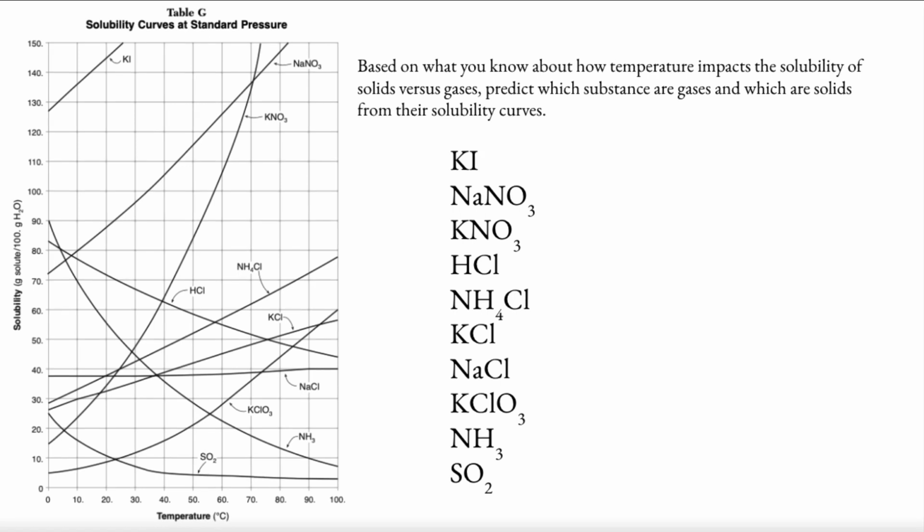So the key here is looking at the solubility curves and thinking about whether they are increasing or decreasing as temperature increases. In other words, looking across the x-axis for each of the curves and thinking about what is happening to the y value, the solubility, as the temperature at the x value increases.